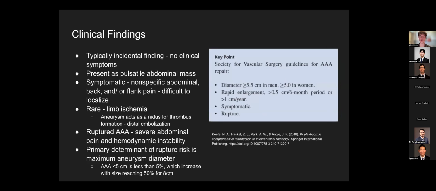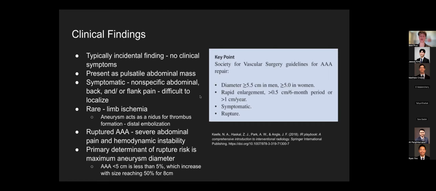Similar to aneurysms in the thoracic aorta, patients can have limb ischemia. So once again, the aneurysm can act as a nidus. There is turbulent blood flow. It provides a good environment for thrombus formation. And if the thrombus travels distally, then it can embolize the distal arterioles and arteries.